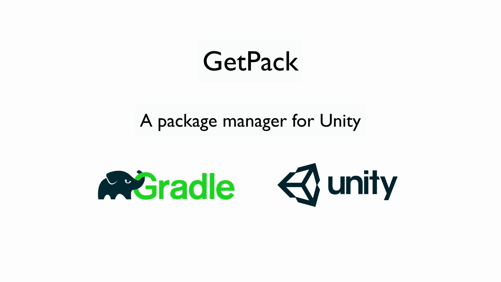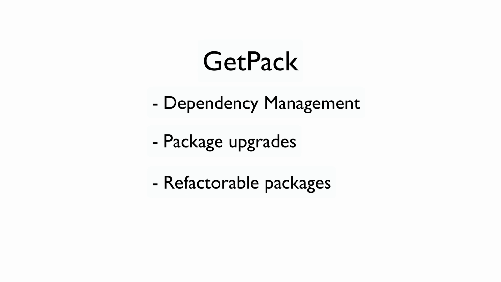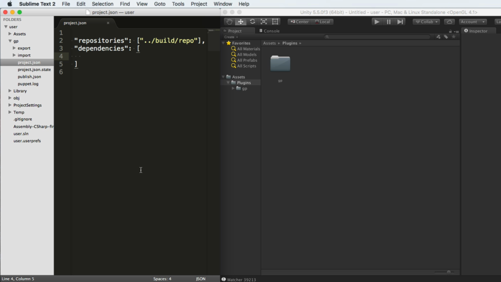GetPack is a Gradle plugin to make working with Unity packages easier for game developers and plugin makers. First, we'll see how you can use GetPack to bring plugins into a Unity project, and then how you can create and publish your own plugins. Instead of installing packages manually, you declare them as dependencies in a JSON file called the project manifest.